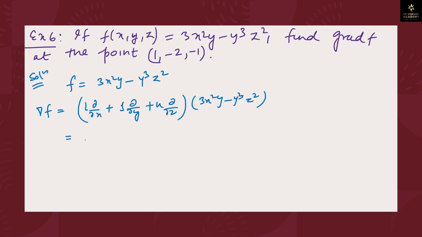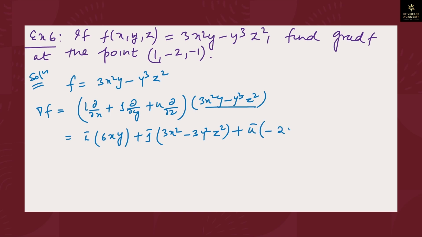Okay, so this is i cap of 6xy plus j cap of the differentiation of this particular expression with respect to y. This is 3x square minus 3y square z square plus k cap of minus 2y cube z. Okay, this is the gradient of f.